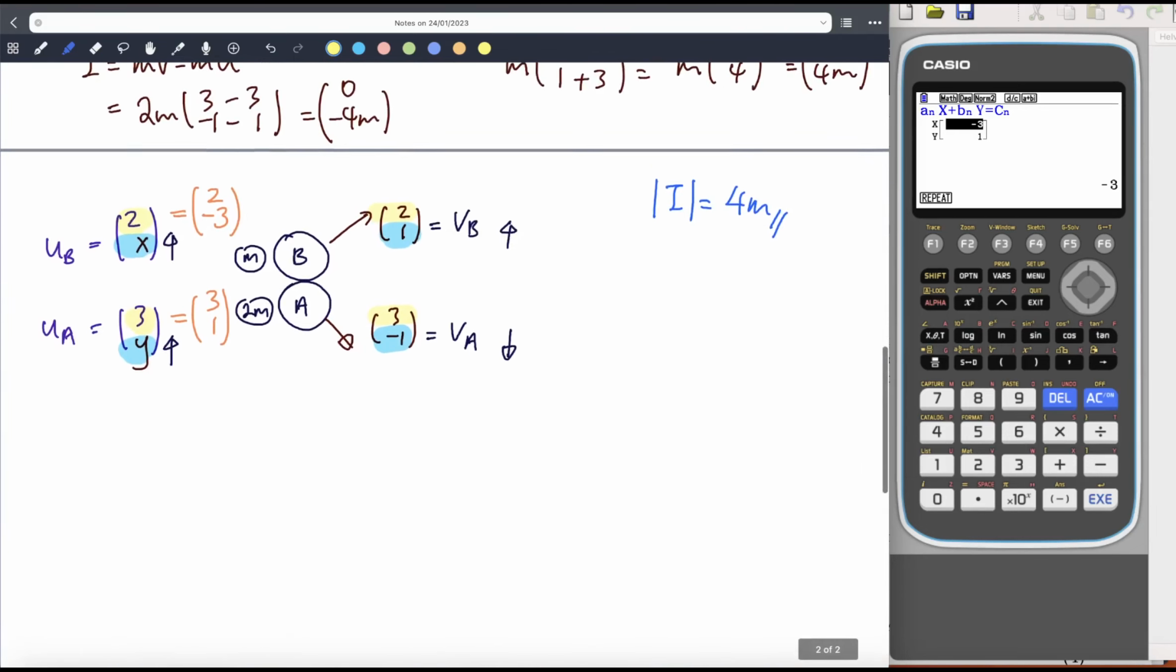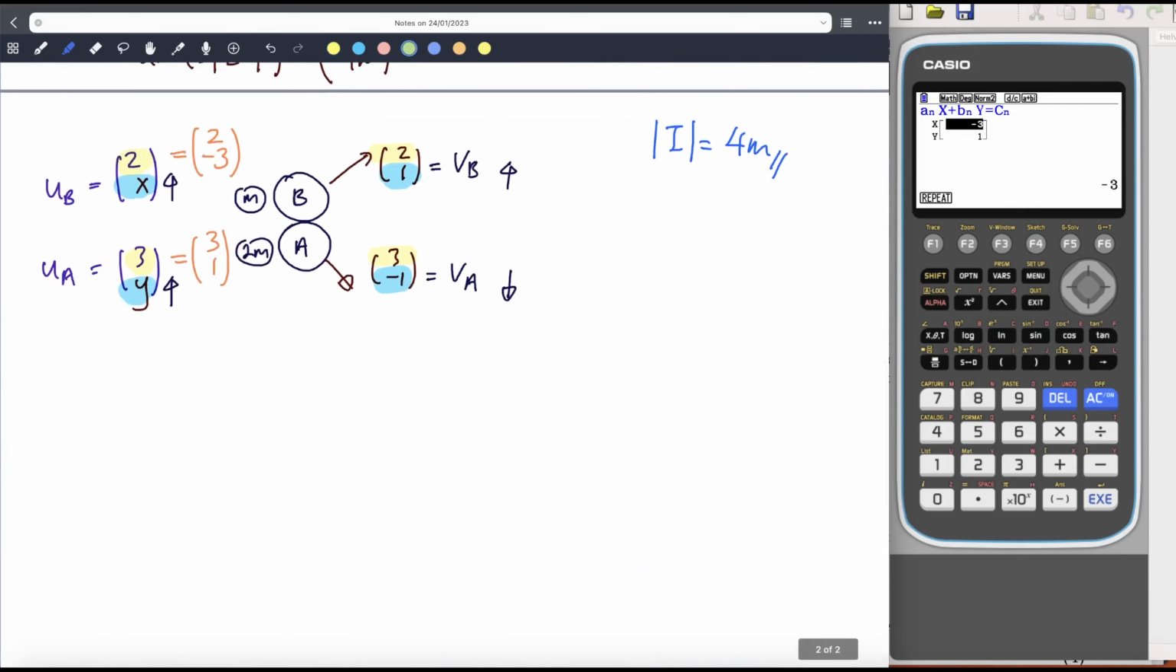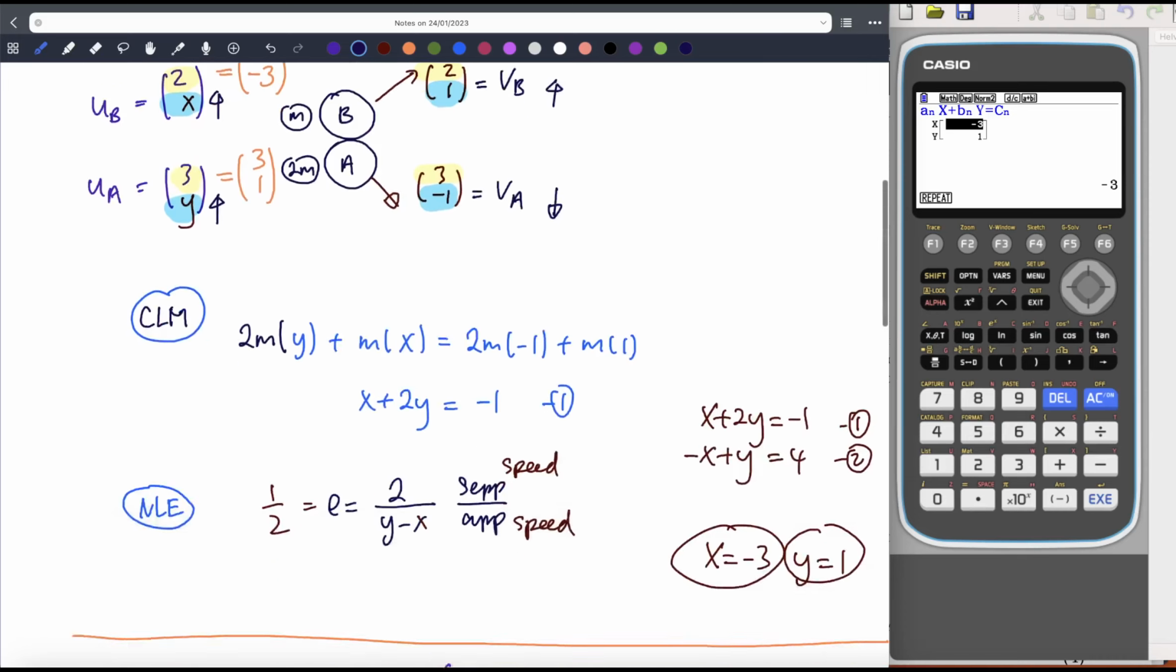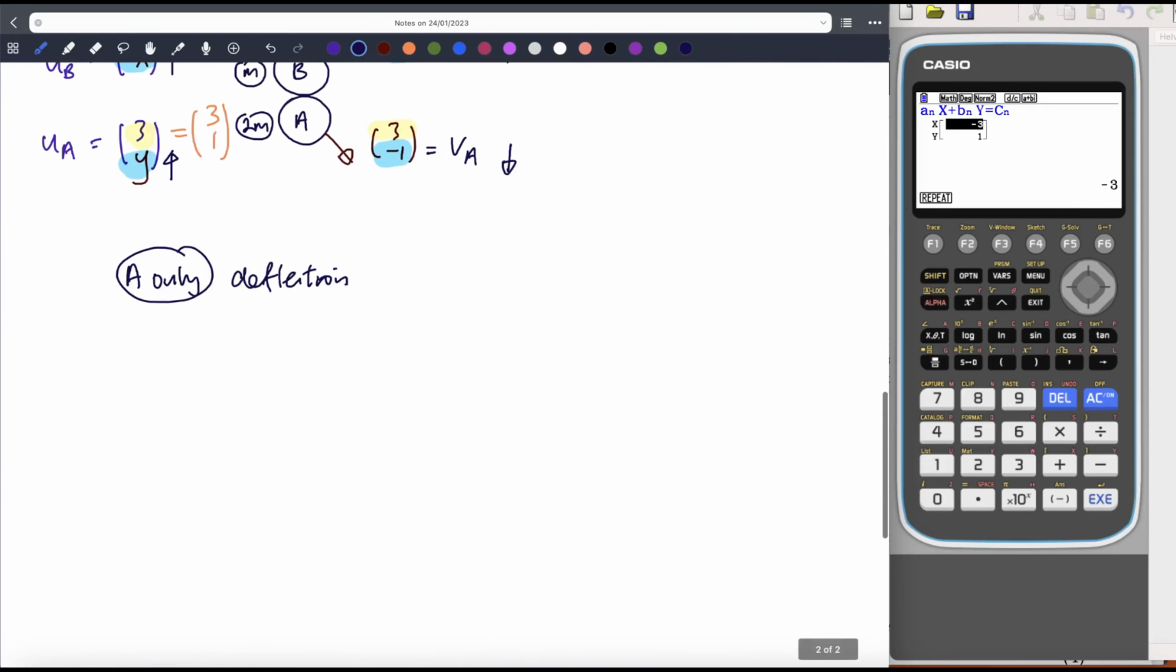So what you could have done, because we're only focusing on A and looking at the deflection. Does it say A only? Yeah, the question is talking about the motion of A being deflected. So the angle between the velocity of A after and the velocity of A before. There are two common methods that you can use.